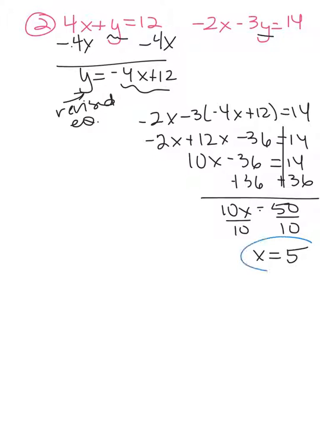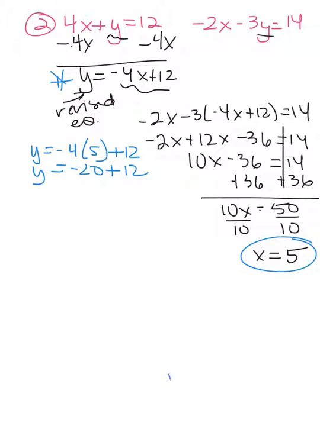Now what I'll do is take this x value and substitute it back into my revised equation to find my value for y. So that gives me y is equal to negative 4 times 5 plus 12, which gives me y is equal to negative 20 plus 12, so y is equal to negative 8. So now my point of intersection, or my solution to the linear system, is 5, negative 8.